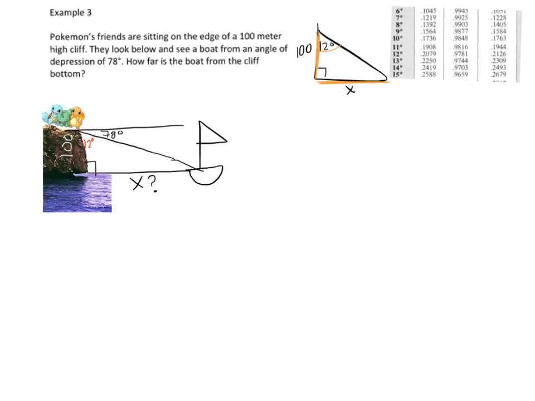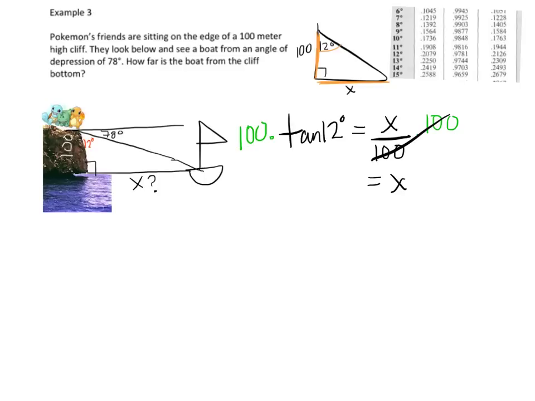Okay, so I'm going to move this over here. Here's our equation. The tangent of the angle I was given, which is 12 degrees, is equal to the opposite side over the adjacent. Now, I'm solving for x, so I need to get it alone, so I'm going to multiply by 100 on both sides. When I do that, I get x equals 100 times the tangent of 12 degrees.